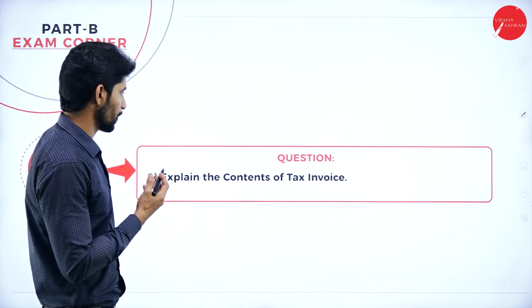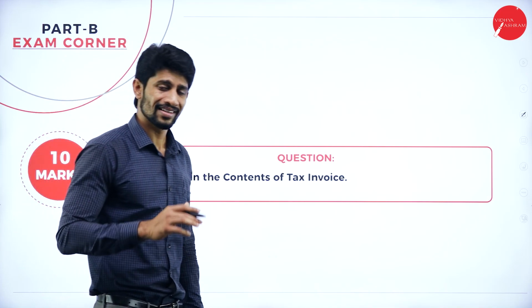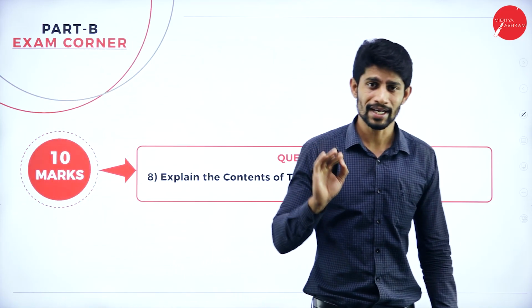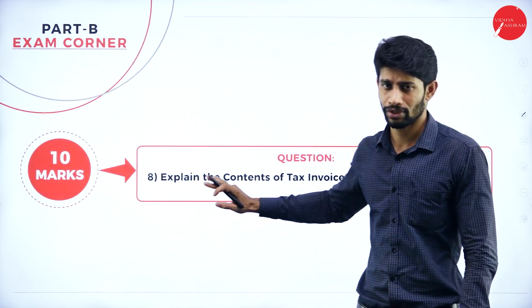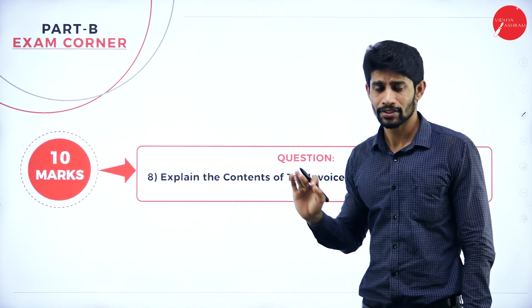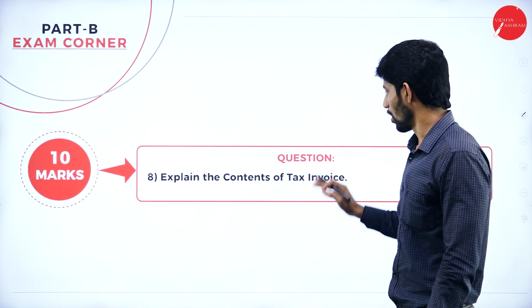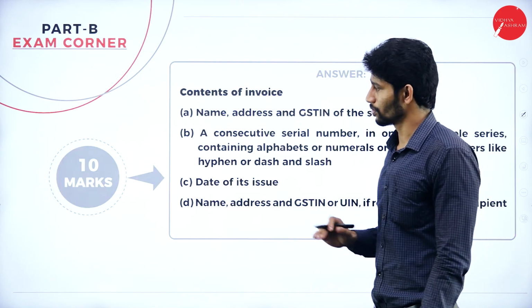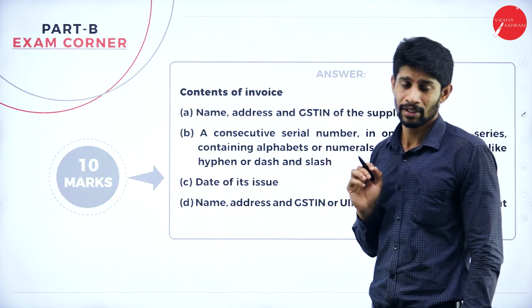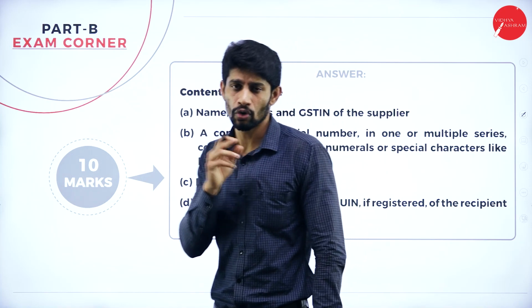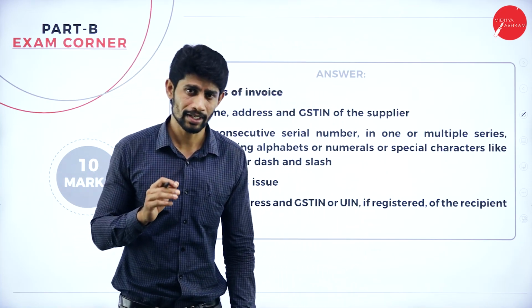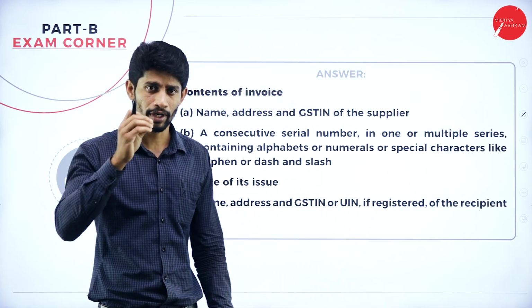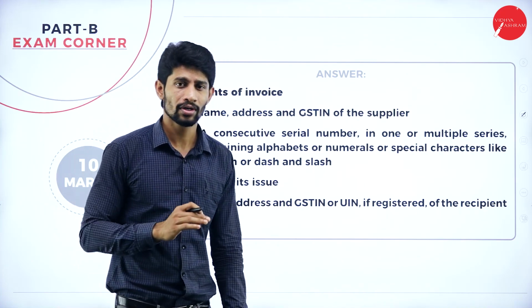Next, question number 8, explain the contents of a tax invoice. From this unit, from the tax invoice, they will compulsorily ask this question, that is, explain the contents of a tax invoice. 10 marks, very easy. Wherever you go, you get to know what all the contents in an invoice are, right? If you keep that information in mind and write it in the exam, you can easily score 10 marks.